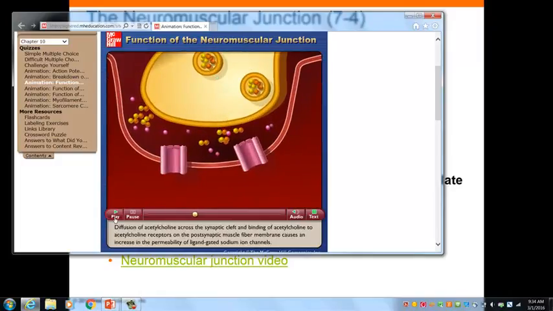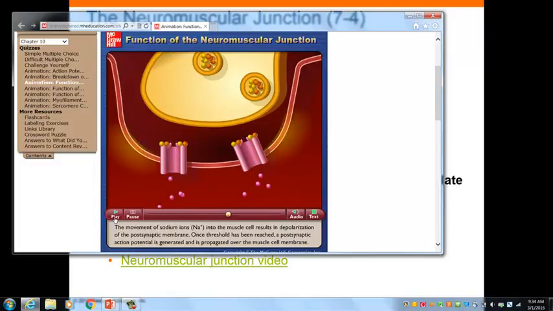Diffusion of acetylcholine across the synaptic cleft and binding of acetylcholine to acetylcholine receptors on the postsynaptic muscle fiber membrane causes an increase in the permeability of ligand-gated sodium ion channels. The movement of sodium ions into the muscle cell results in depolarization of the postsynaptic membrane. Once threshold has been reached, a postsynaptic action potential is generated and is propagated over the muscle cell membrane.